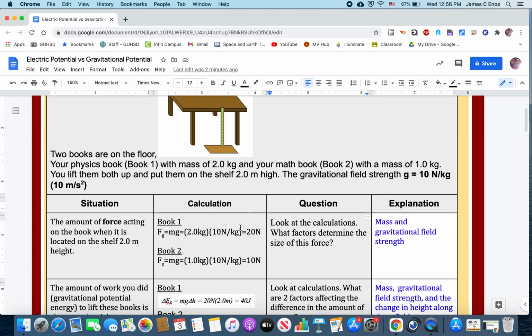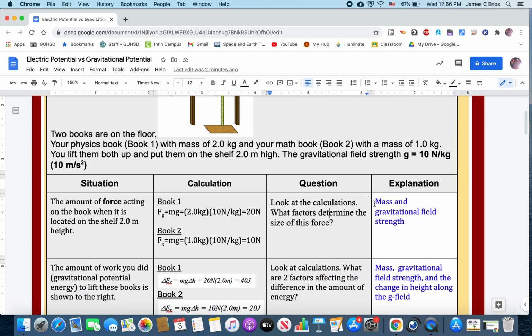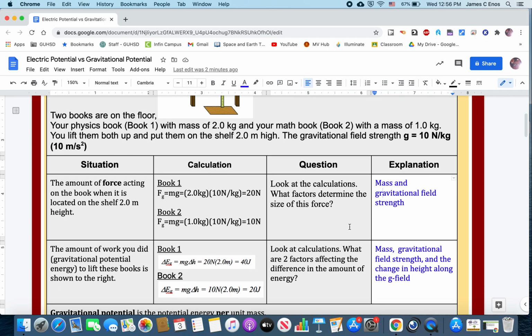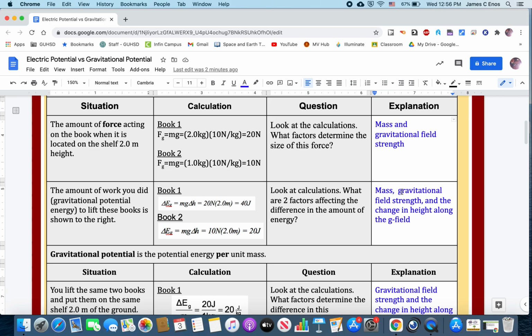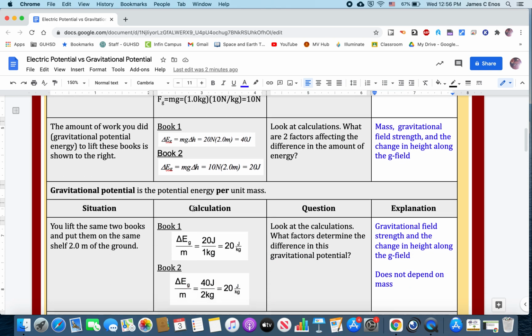So the factors that determine the size of the force are mass and gravitational field strength, M and G. We already know this, so there's nothing you need to type in this explanation. As I continue looking, mass, gravitational field strength, and the change in height are what affect the gravitational potential energy. We can see it in the equation: mass, M, G, the gravitational field strength, and the change in height, mgh. This is all stuff that we had in the first quarter that we worked together.